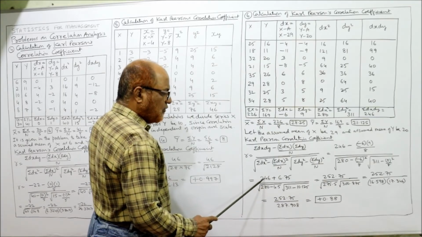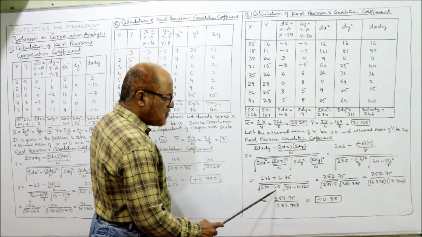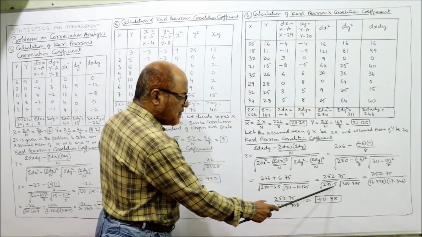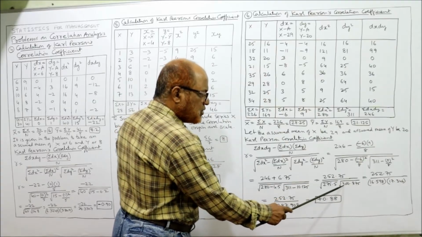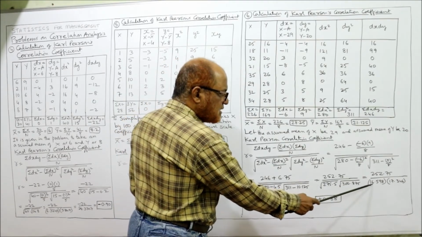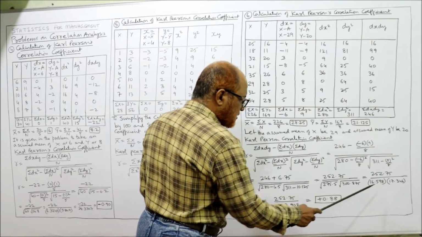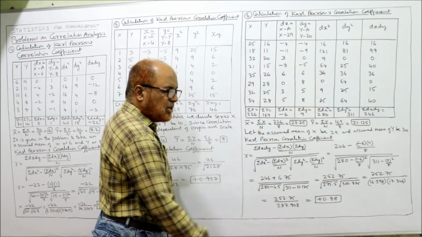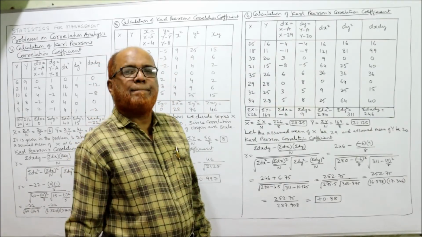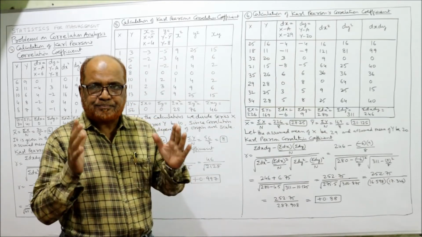So numerator 246 plus 6.75 is 252.75. Then 280 minus 4.5 is 275.5. 311 minus 10.125 is 300.875, under root. So after root, we are getting 16.598 and 17.346. Multiply these two terms, you will get 287.908. So the final answer is plus 0.88. This is the Karl Pearson's correlation coefficient.